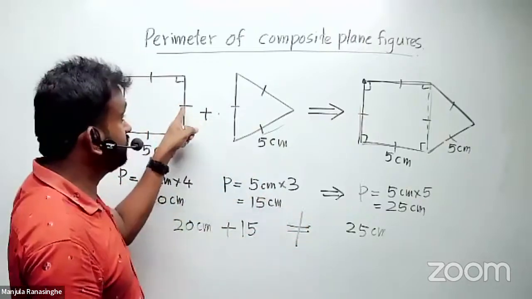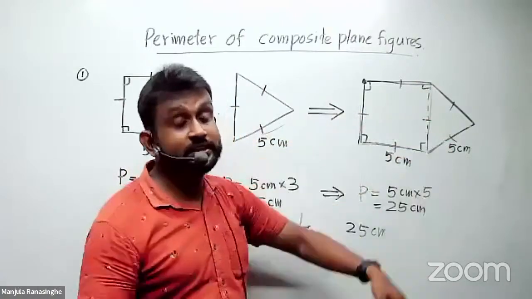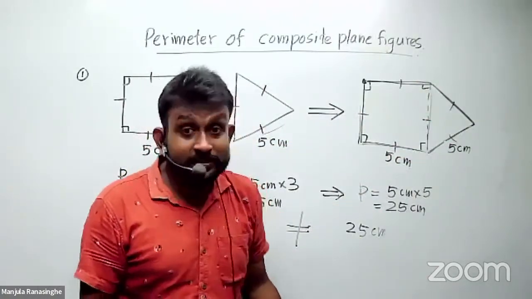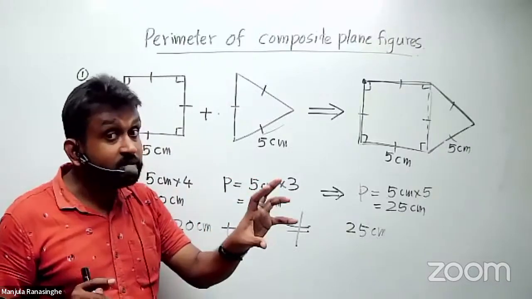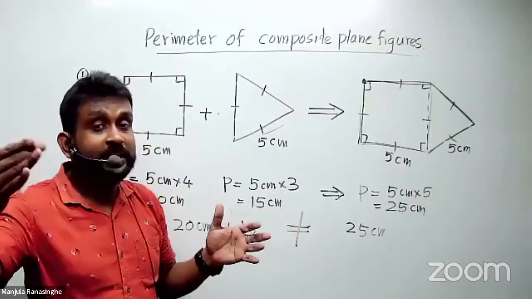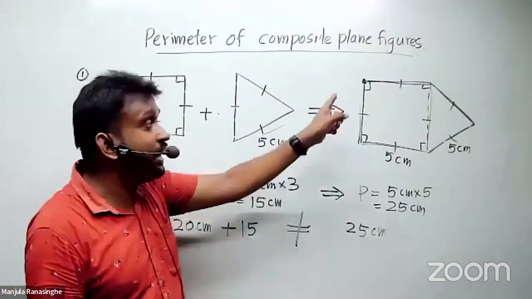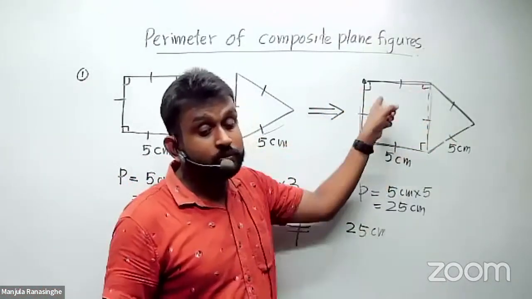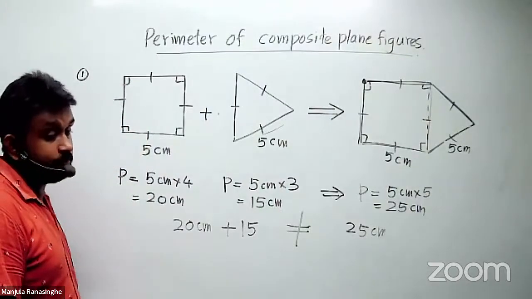So these two sides being pasted, and then it is not considered in the perimeter. That's the reason. So keep in your mind, you cannot add the perimeters individually to take the perimeter of the composite figure. You have to think of the sum of the outer lengths throughout this figure. Right. Write down this example. This is an example for that.